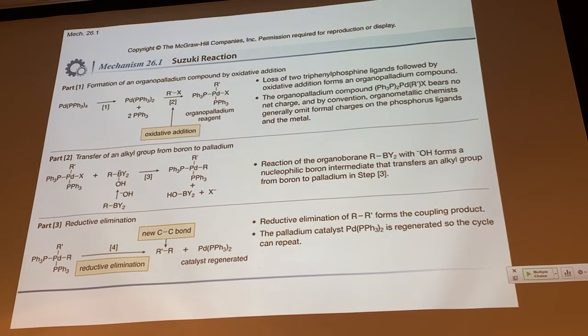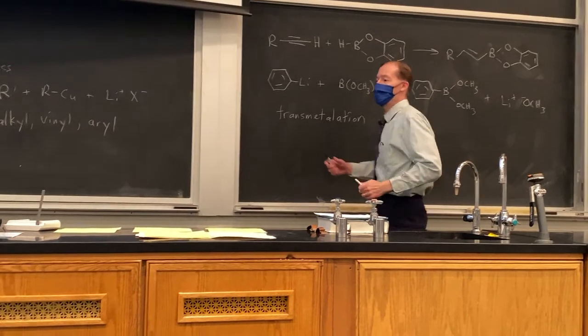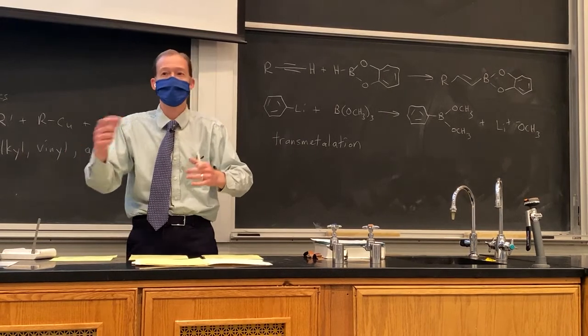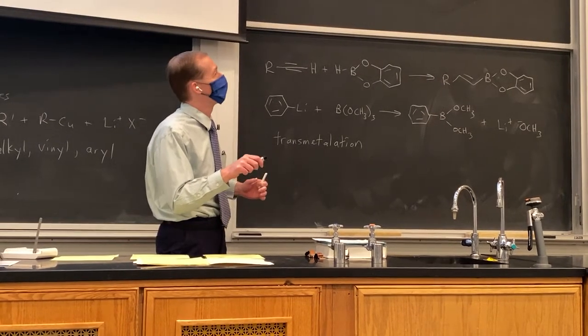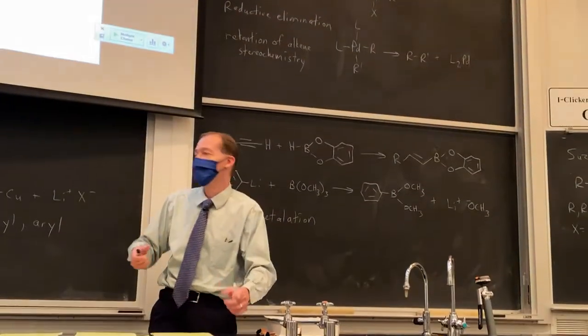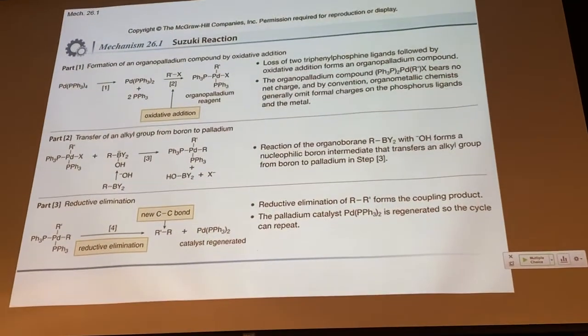Now that we have these 4 groups, we're going to have to switch out the halide for our other R group. And the way we do that is in part 2 by a process that needs a name. They should have given you the name, but sadly they didn't. It's called transmetallation. Transmetallation is when a group swaps positions from one metal to another. Now, boron is not really a metal, but it is a metalloid. It is on the border between metals and nonmetals in the periodic table. Okay, so we would consider it a metalloid. So if an R group switches positions from boron to palladium, we would call that a transmetallation.